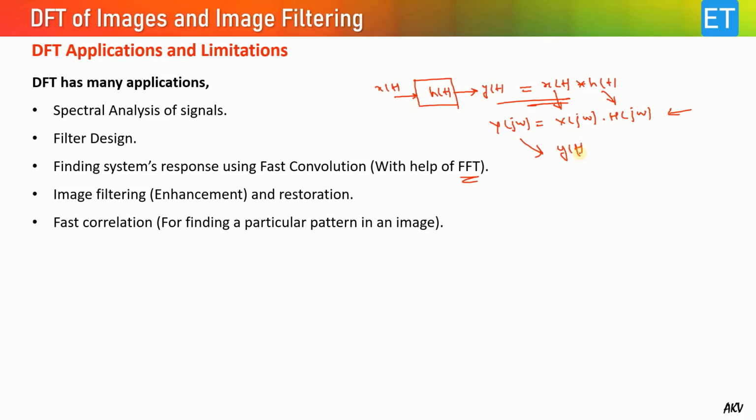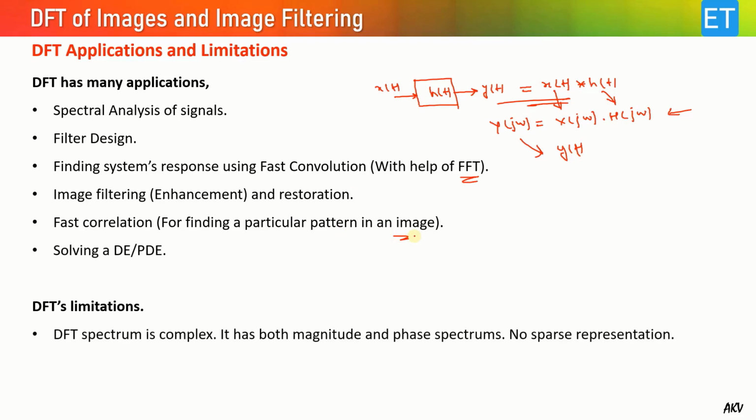This technique is actually used to find a particular pattern in an image. So DFT has a few limitations also. As I said, the DFT spectrum is complex, and it has both magnitude and phase spectrum, and it has no sparse representation. It means every coefficient is important in magnitude and phase spectrum. So unlike the DCT or wavelet, it doesn't give the sparse representation, or it doesn't show the energy compaction.